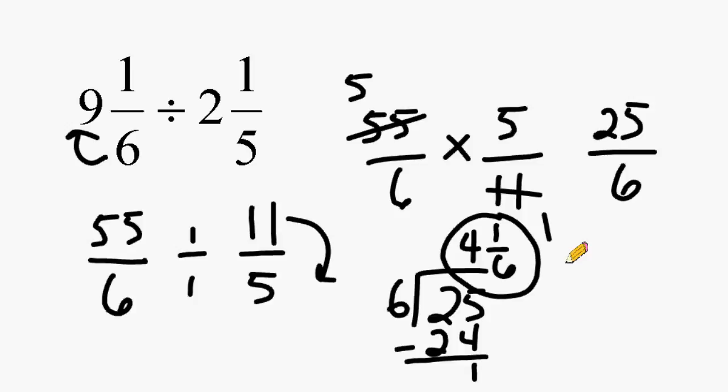So when dividing fractions together, you may either find a common denominator and then divide the two numerators together to get your answer, or you may use the keep, change, flip method in order to get your answer as well.